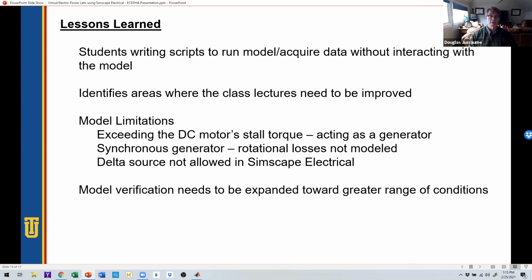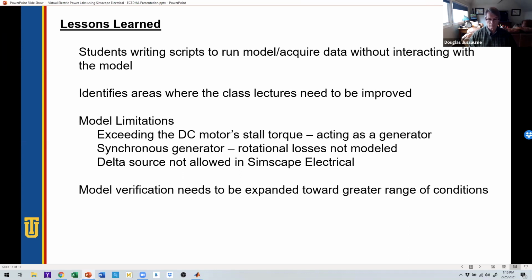Now, there are also some model limitations. The students ran the DC motor both as a motor and as a generator without realizing it. I didn't do that, but that's something that needs to be fixed. In the synchronous generator lab, the rotational losses are not modeled. It would be good to see if we could add that feature. Also, delta sources are not allowed in Simscape Electrical. So there are things that we can do to improve the lab.